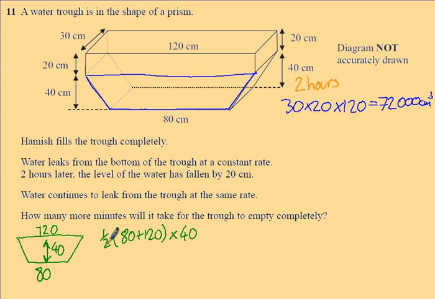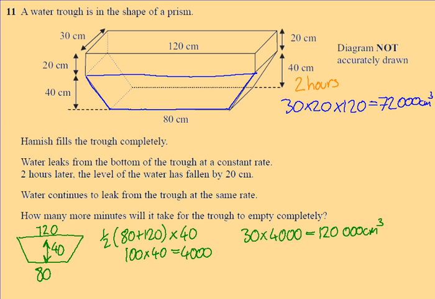80 plus 120 is 200. Half of 200 is 100. 100 times by 40 is 4,000. So I know that the area of the trapezium on the front is 4,000. As this is a prism, all I need to do now is to multiply by the depth of the shape, which is given to me here, and I know that the volume of water that's still left is going to be 30 multiplied by 4,000, which gives me 120,000 centimetres cubed.